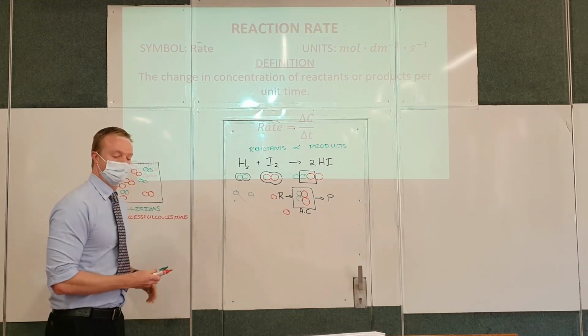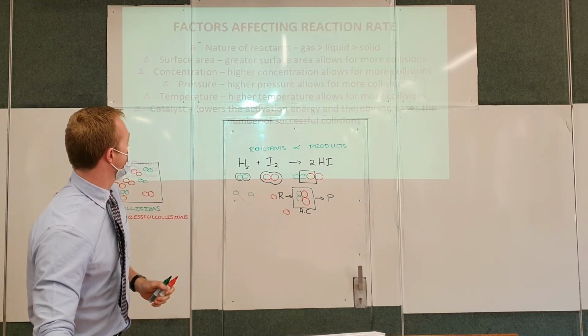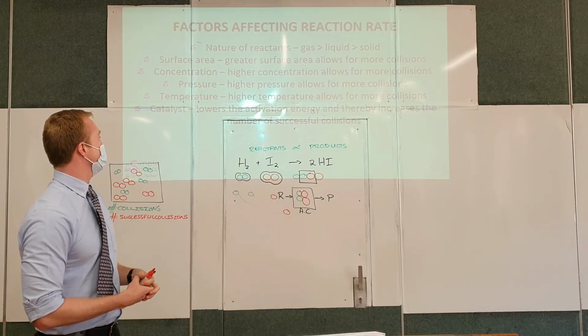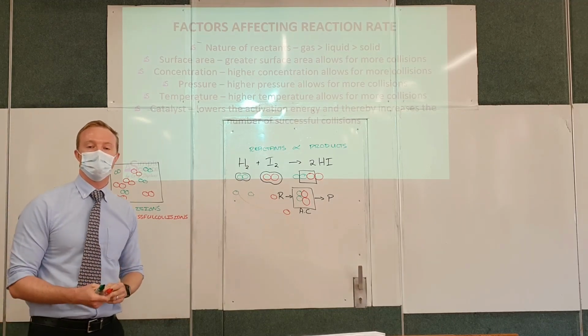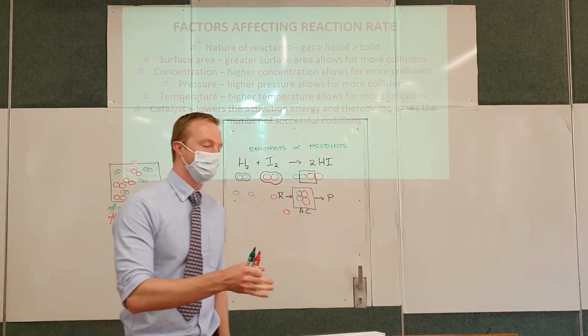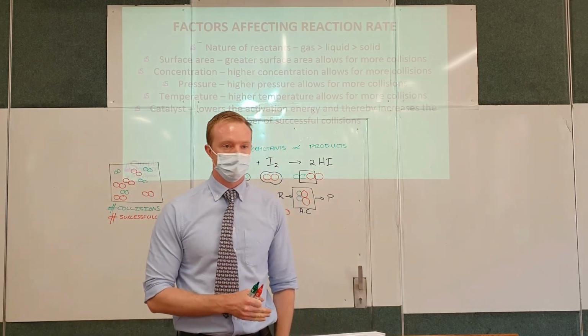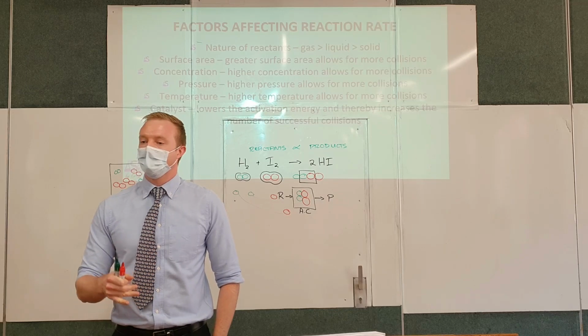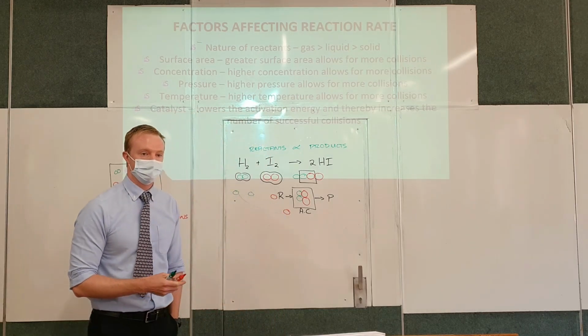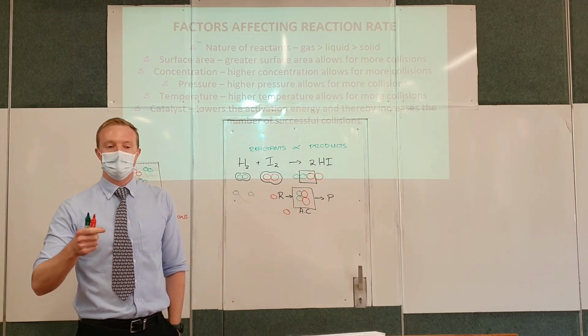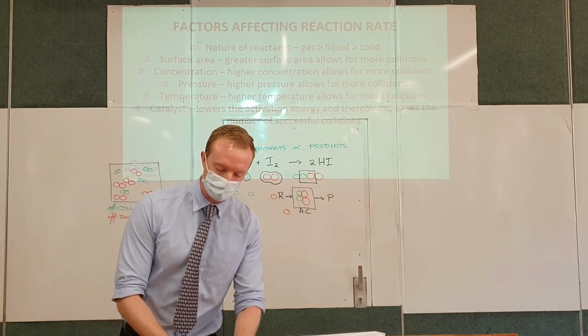Now we can start looking at the factors that affect the rate. The first one we call the nature of reactants, where nature of reactants here refers to essentially the phase that those reactants are. Are they solids, are they liquids, or are they gases? The reason why that matters is because it depends how easily particles can collide with each other.